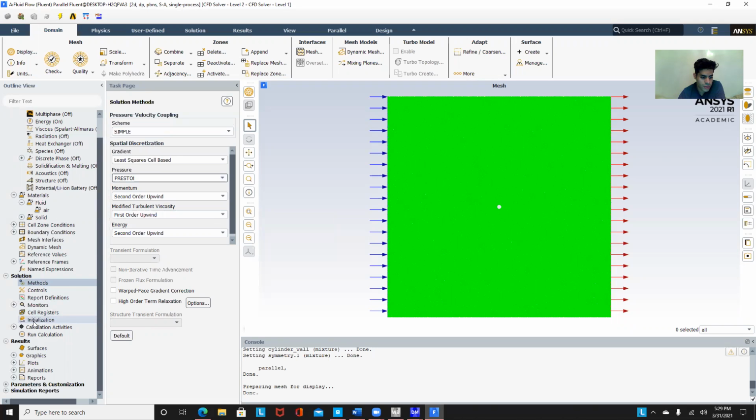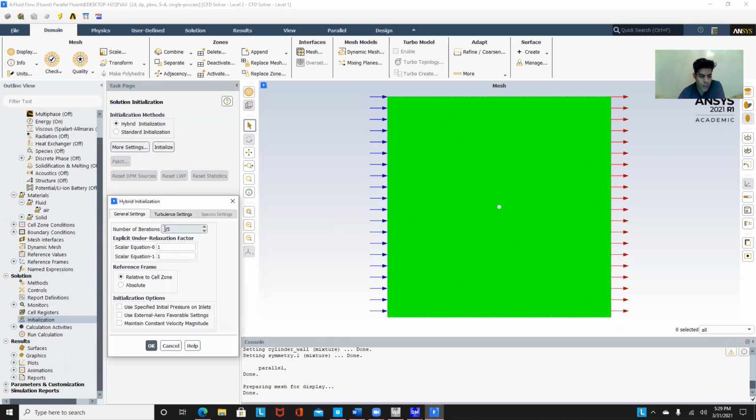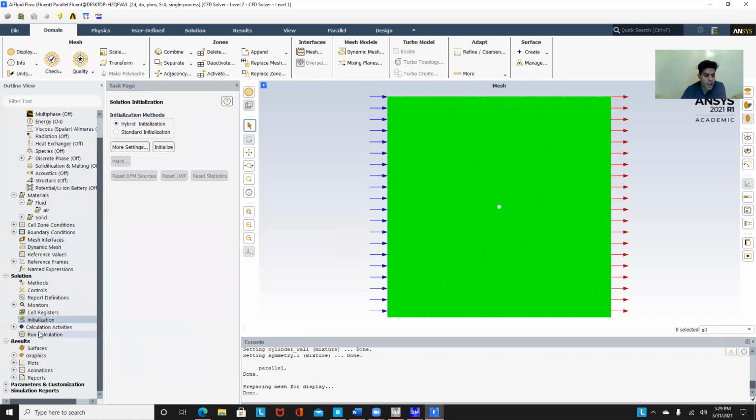For the initialization, I click this. We go to more settings, and the number of iterations that it shows here was 35. I think it was the same as the one that Dr. Osbey had in his tutorial. Click OK, and then we just need to run the calculations.